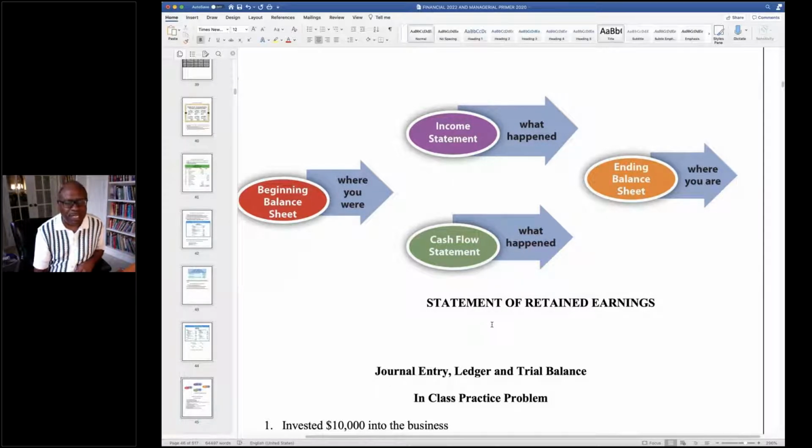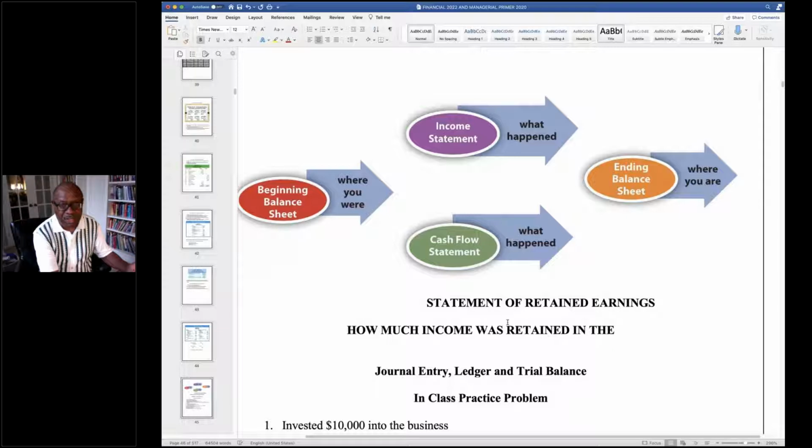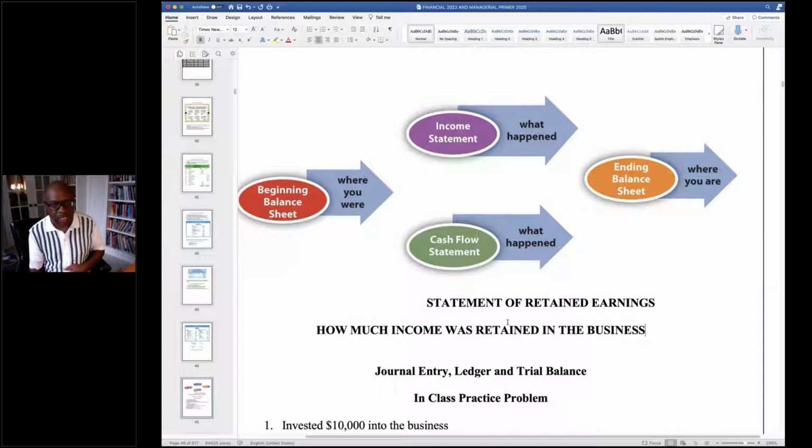Is that how much you came into the situation with? The purpose of the retained earnings statement: it tells us how much income was retained in the business. Why? Because it's net income minus dividends. So it tells you, okay, you had so much net income. How much was retained in the business?